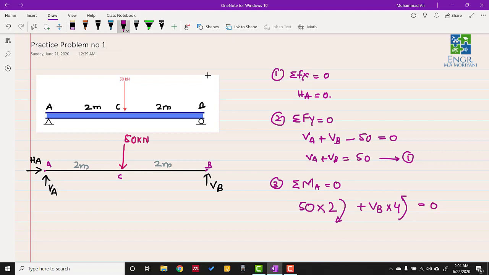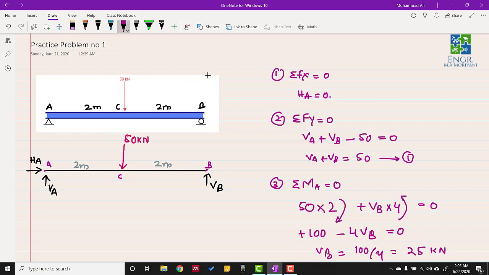Now this is equal to 0. Now 50 into 2 is equal to 100, and because this is a clockwise moment, this is positive, and this will be minus 4 VB, minus because this is an anti-clockwise moment, and we know the sign convention. Now if we move this 4 VB to the right, we will get VB is equal to 100 divided by 4. So this will give us the value of VB, which is equal to 25 kilonewton.